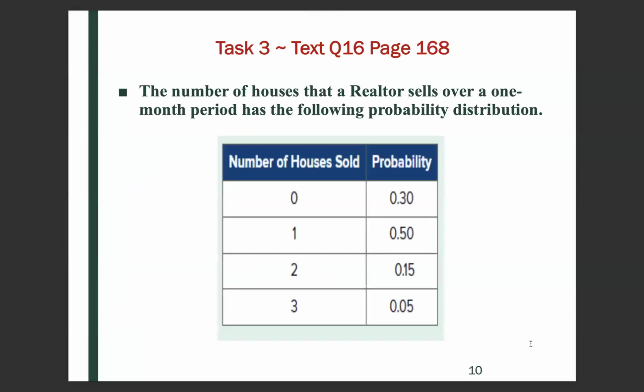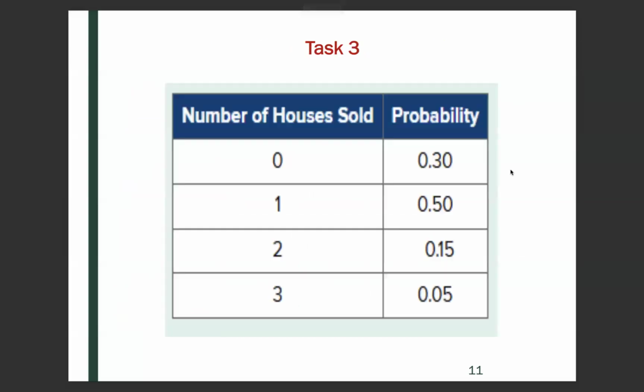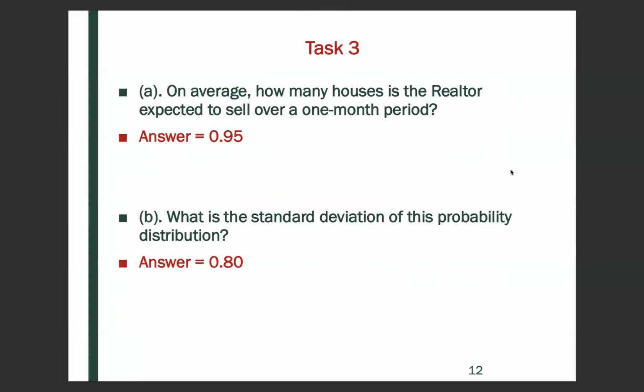The number of houses that a realtor sells over a 1-month period has the following probability distribution. So this left-hand column is the number of houses sold, and this right-hand side is the probabilities associated with the left-hand column. This is the same table. On average, how many houses is the realtor expected to sell over a 1-month period?